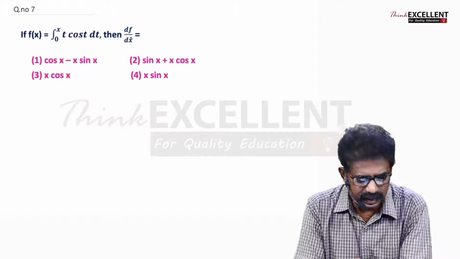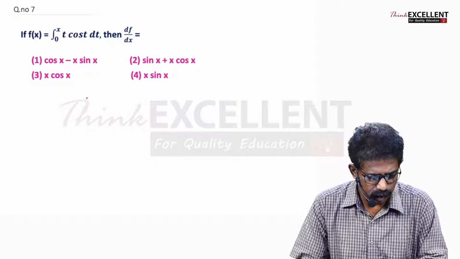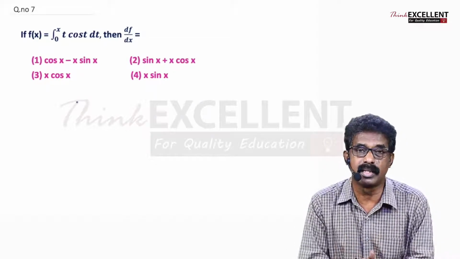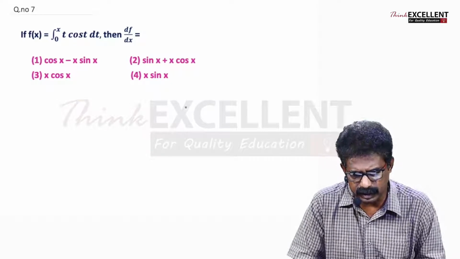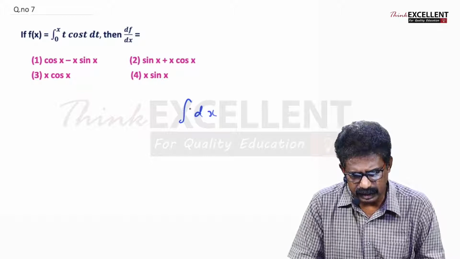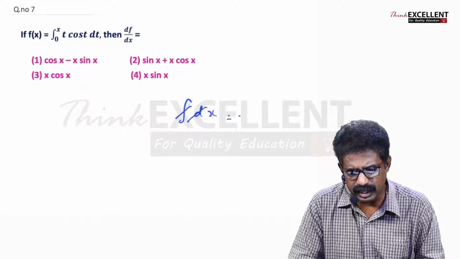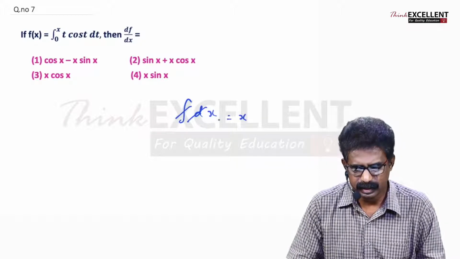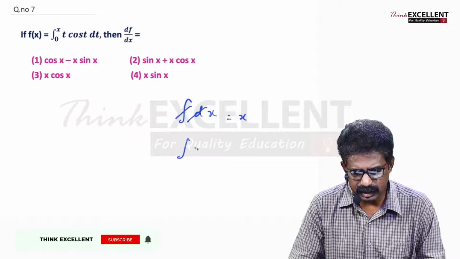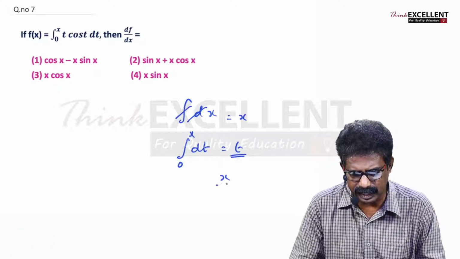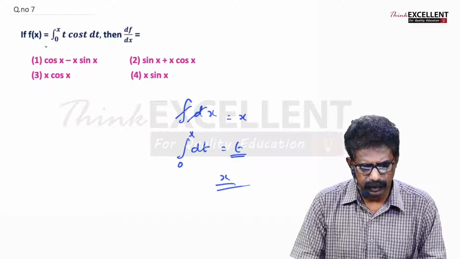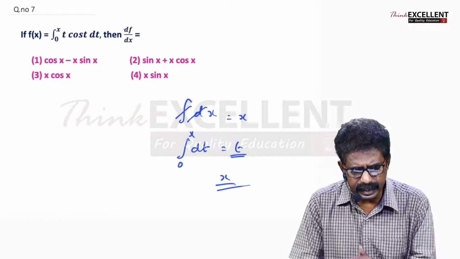Here, what you have to understand is that differentiation and integration are both inverse operations. So the integral and the derivative cancel. The integral of dx, your answer is x. The integral of dt, your answer is t. But if they give the limit 0 to x, then instead of t you put x. So your answer is x in that case.